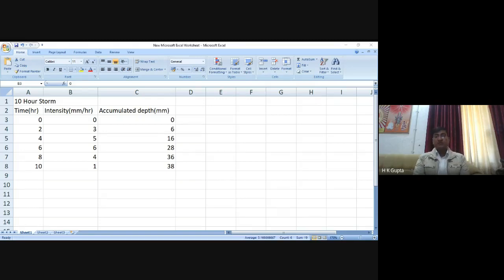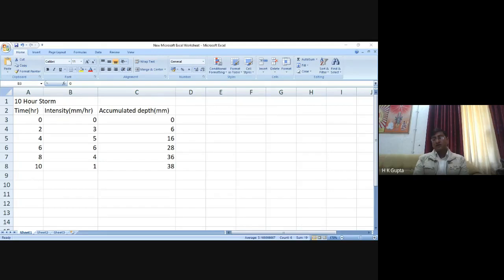So what may be the problem? The data that you are using, two problems you need to check. The first problem is to estimate missing rainfall data. Okay. It may be a possibility.